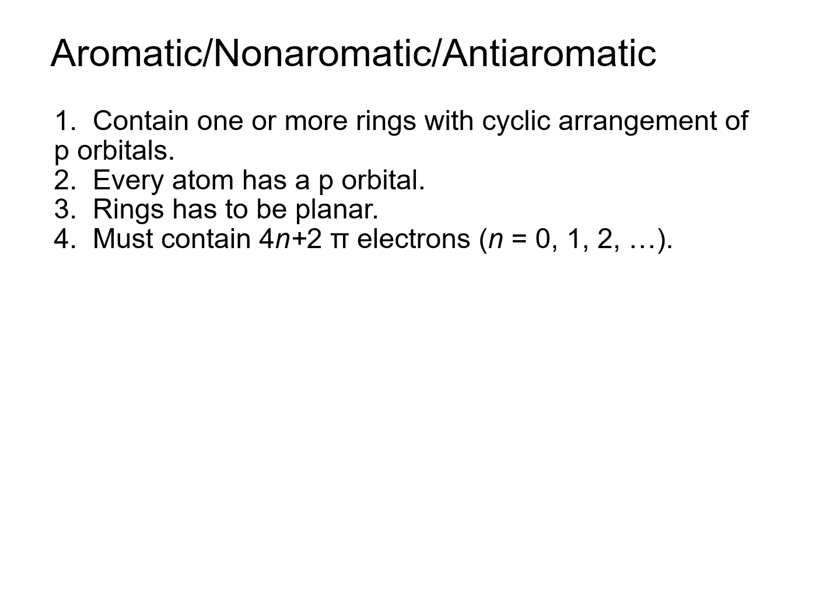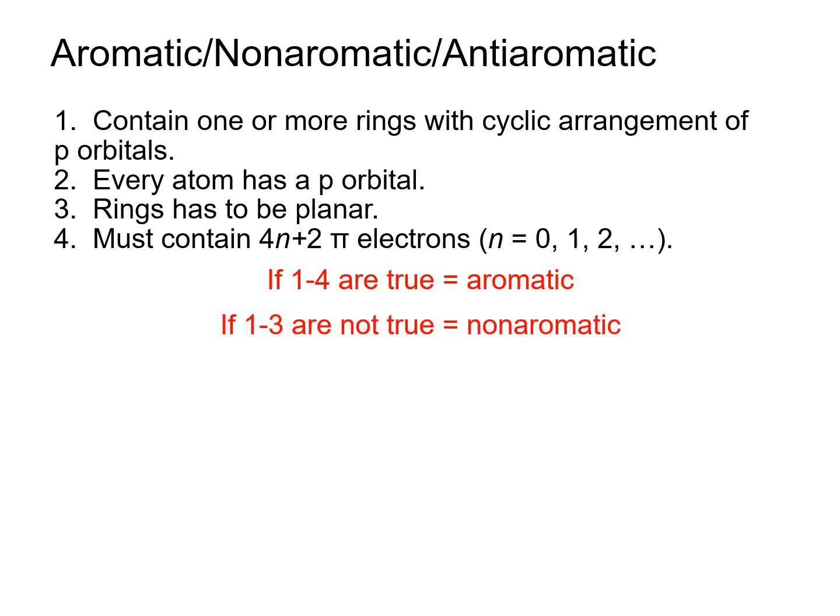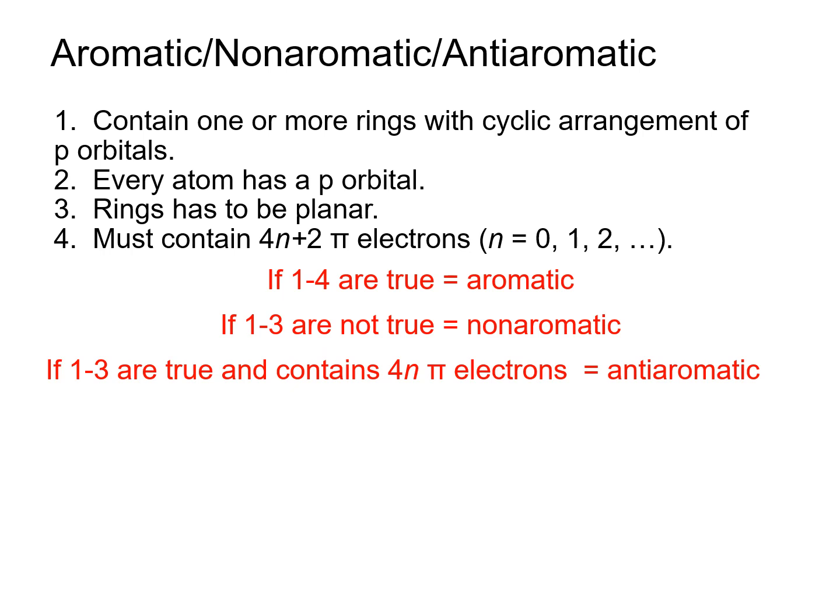Based on these 4n+2 rules, we have 3 different ways a structure can be characterized. If all of 1 through 4 are true, then you're going to have an aromatic structure. If any one of 1, 2, or 3 are not true, you're going to have a structure that's non-aromatic. And if rules 1 through 3 are true, and instead of containing 4n+2 pi electrons, it contains 4n, so examples here would be 0, 4, 8, and so on, you have an anti-aromatic structure.